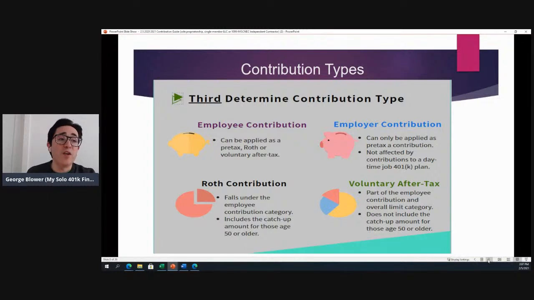So a voluntary after-tax contribution is technically a type of employee contribution, but the limit is higher. That's how you're able to get potentially all the way up to the overall limit of 57 or 58 as an after-tax contribution, then move it over to your Roth sub-account, thereby making a mega backdoor Roth contribution, and really are able to make those Roth contributions to the much higher amount, as much as $58,000, for example, in 2021.